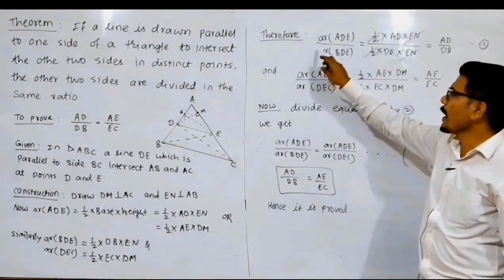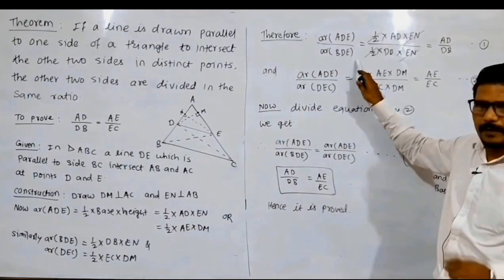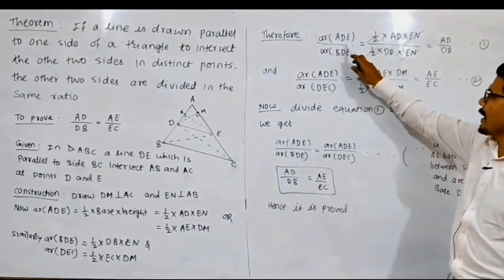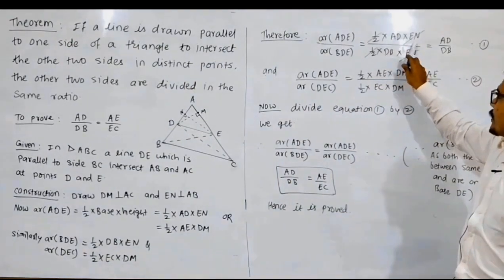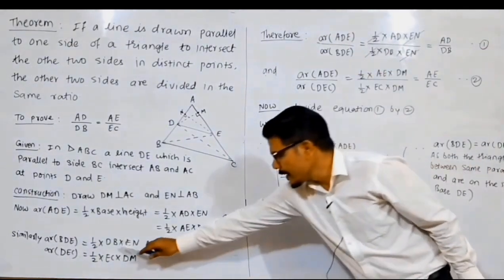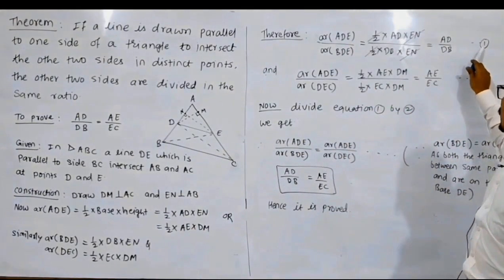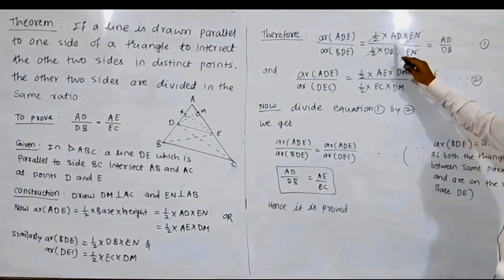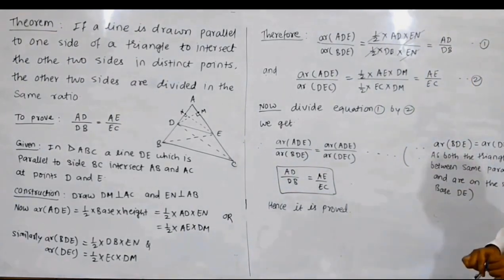See, area of triangle ADE with area of triangle BDE. This is one ratio, and what is that? Area of ADE is equal to, we have found, half AD into EN, and area of triangle BDE is equal to half DB into EN. This is one of the ratios, and we have named it equation 1. After cancelling the terms, we will get AD upon DB as the ratio.